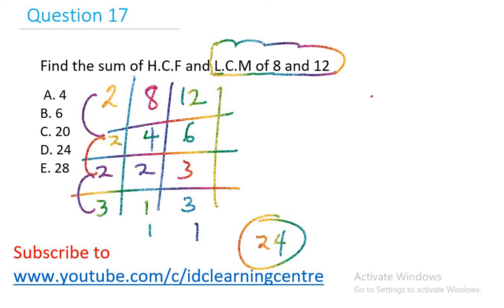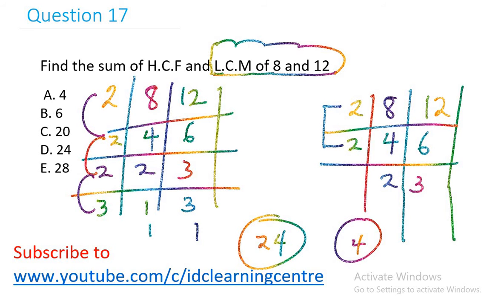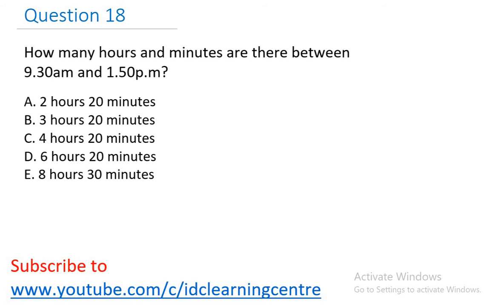Okay, let's do the HCF for the sake of those that may not know how to find HCF. For HCF, you work with a number that must be able to divide all the numbers involved. Let's start with 2 as well. 2 into 8, 4. 2 into 12, 6. 2 into 4, 2. 2 into 6, 3. Now for HCF, I have to stop here because there's no other number that can divide 2 and 3. So the HCF is just 2 times 2, which is 4. The instruction says find the sum. So you add 24 plus 4, which gives us E, which is 28. Question 18.